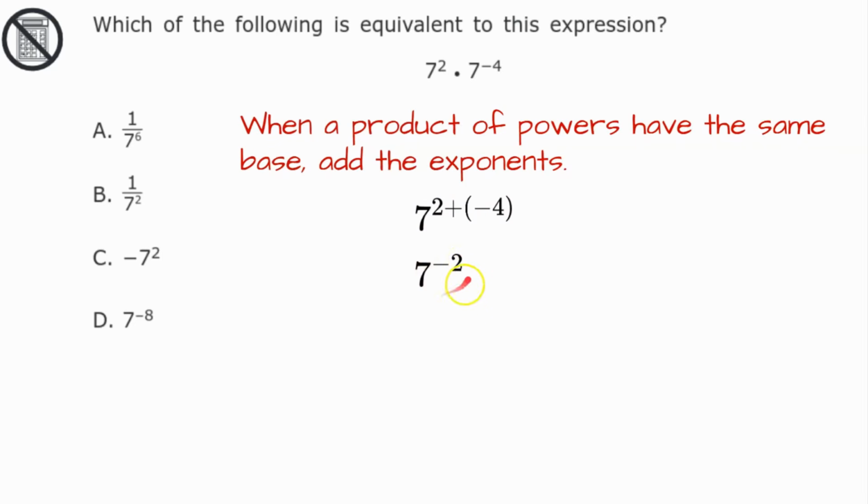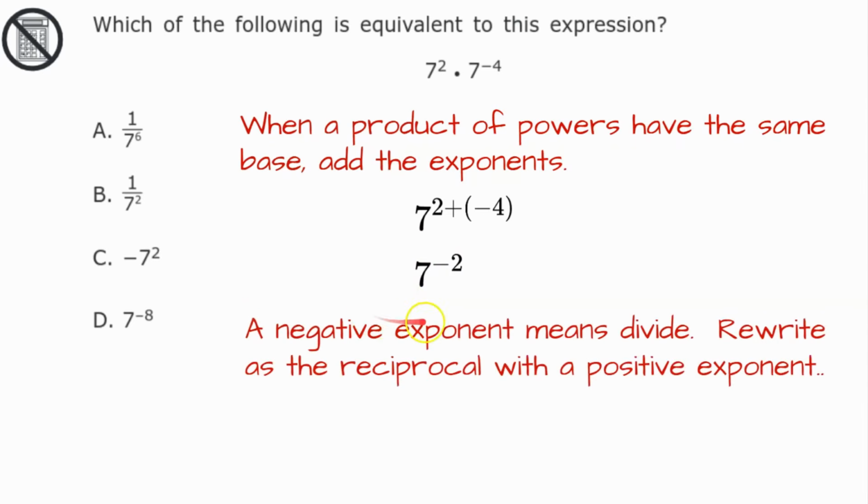Now I need to understand that this is not in simplest form when I have a negative exponent, and a negative exponent means to divide. I'm going to rewrite as the reciprocal with a positive exponent. So we're going to flip this down to the denominator and make the exponent positive. So it's 1 over 7 squared, which is equivalent to your choice B.